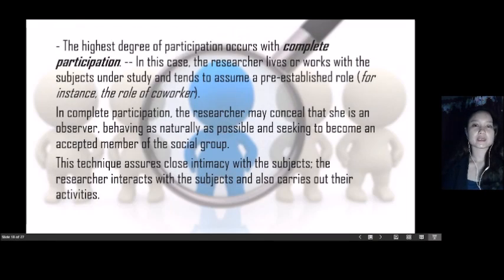The highest degree of participation occurs with complete participation. In this case, the researcher lives or works with the subjects under study and tends to assume a pre-established role, for instance, the role of a co-worker. In complete participation, the researcher may conceal that she is an observer, behaving as naturally as possible and seeking to become an accepted member of the social group. This technique assures close intimacy with the subjects. The researcher interacts with the subjects and also carries out their activities.